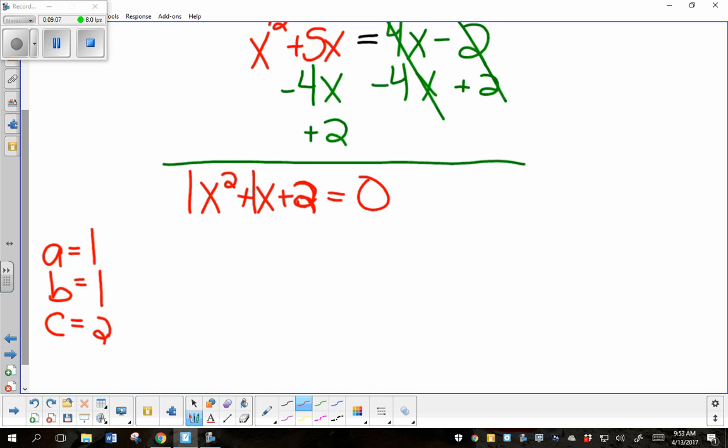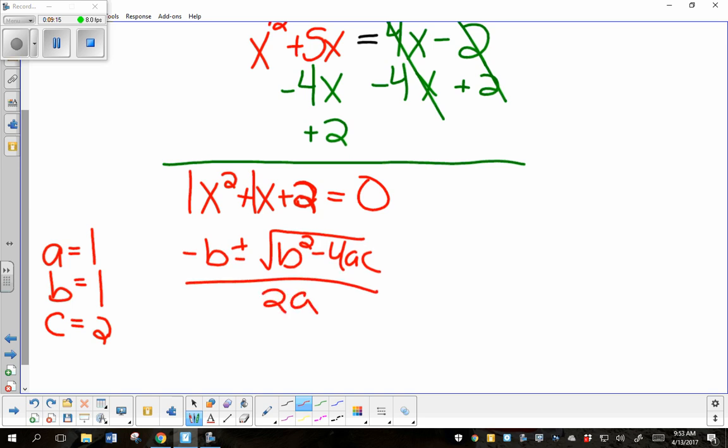All right, let's do our quadratic formula. So it's negative b plus or minus square root b squared minus 4ac all over 2a. I think it's good to write it out before you even start until you have it memorized. Once you have it memorized, you might not need to write the whole formula out every single time.